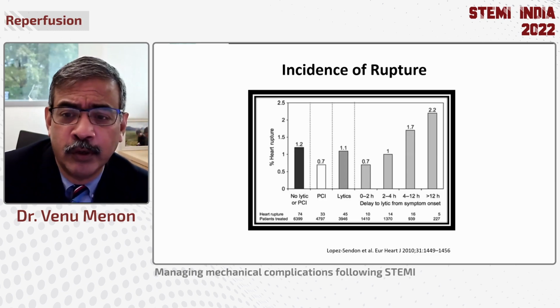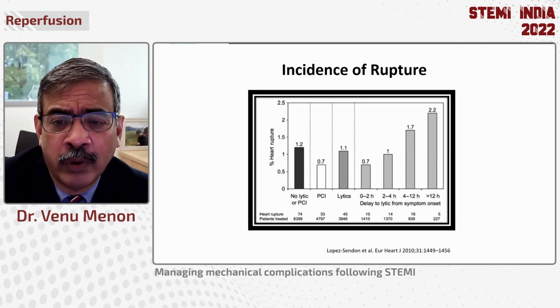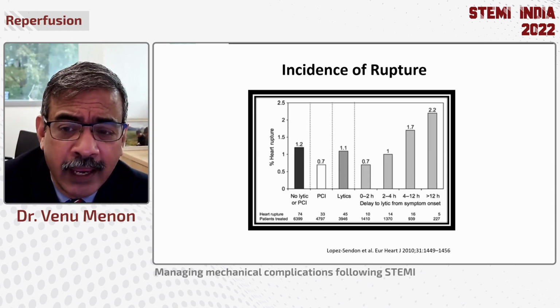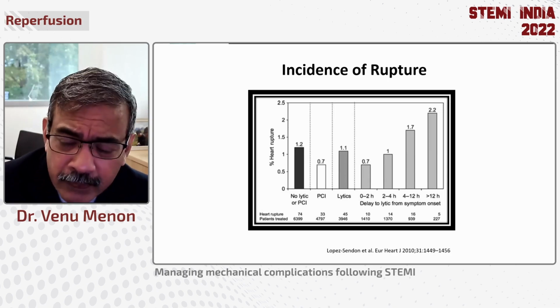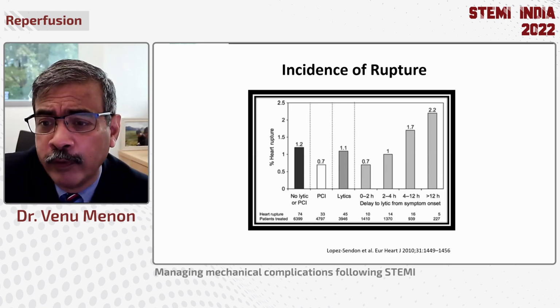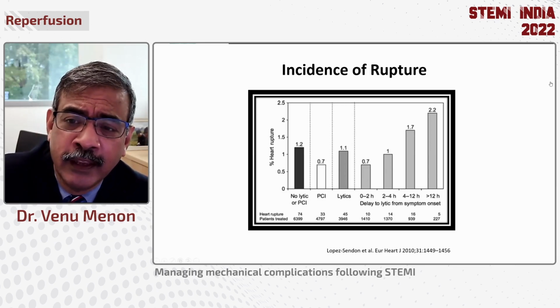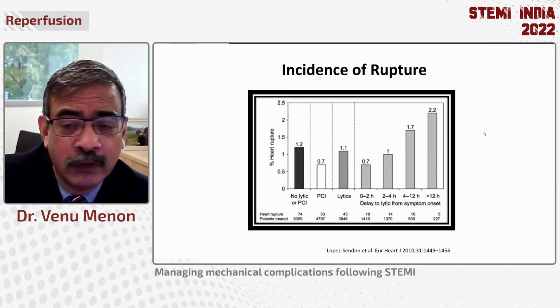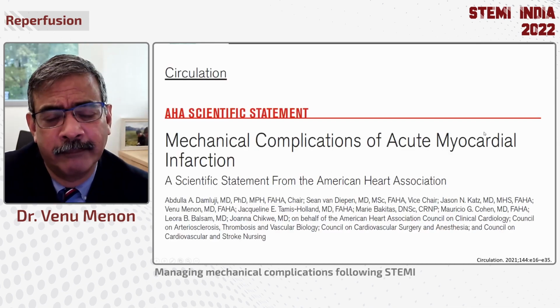This is important because in the recent COVID era, when we had delayed times of reperfusion, whether it be with primary angioplasty or with fibrinolysis, we did see a significant increase in mechanical complications during the COVID epidemic.